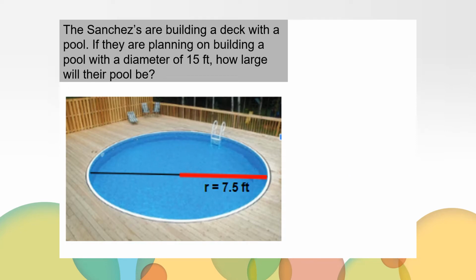Now that we've figured out that the radius is 7.5 feet, we can use the formula A equals pi times r squared to help us figure out the area of the pool. We're going to take a moment and figure out the area. But first, I'm going to show you some calculator options.